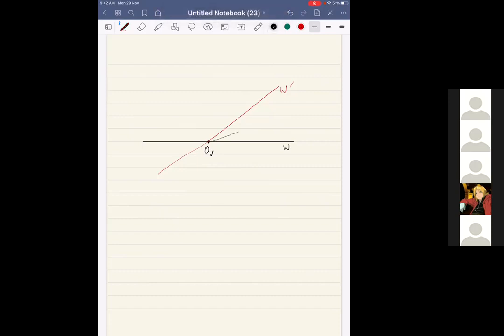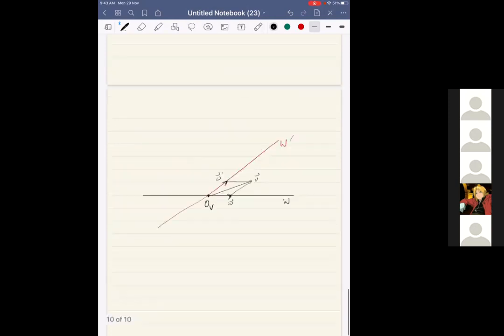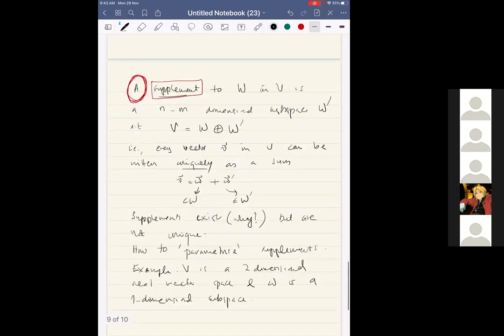So take any vector V. I can write it uniquely as a combination of W and W prime. Okay, but now suppose we, yeah, so this is the notion of a supplement. By the way, I will come back to this question of how to parameterize the choice of supplements.